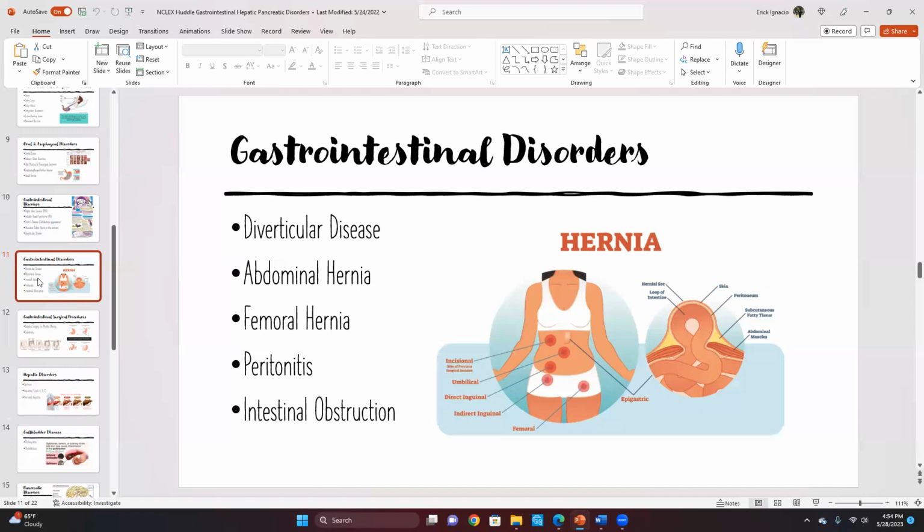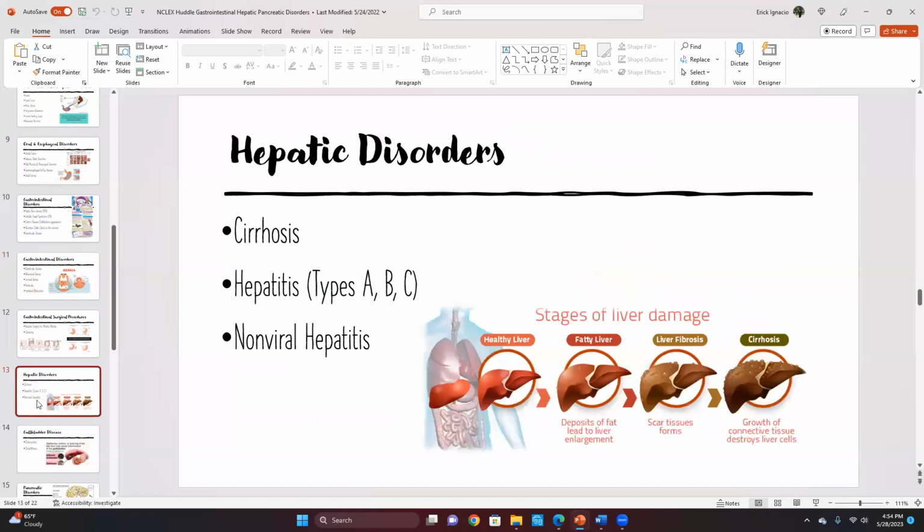So other conditions that I won't discuss right now, to make sure you look up and review: Crohn's disease, ulcerative colitis, as well as hernias. We talked a little bit about hernias. Make sure you're reading up on peritonitis. That's going to be important. The different types of hepatitis. That's going to be an important topic.